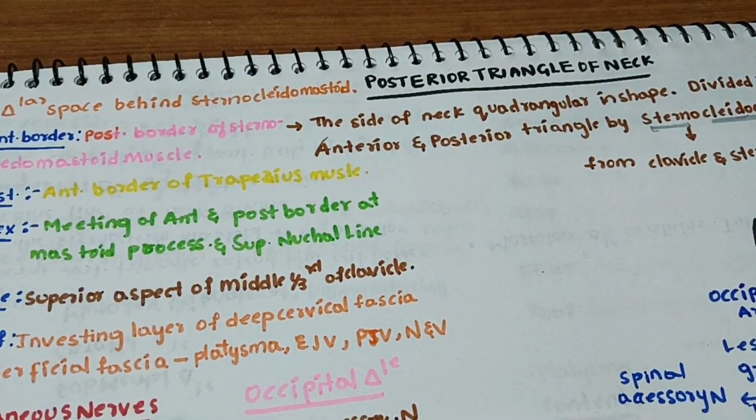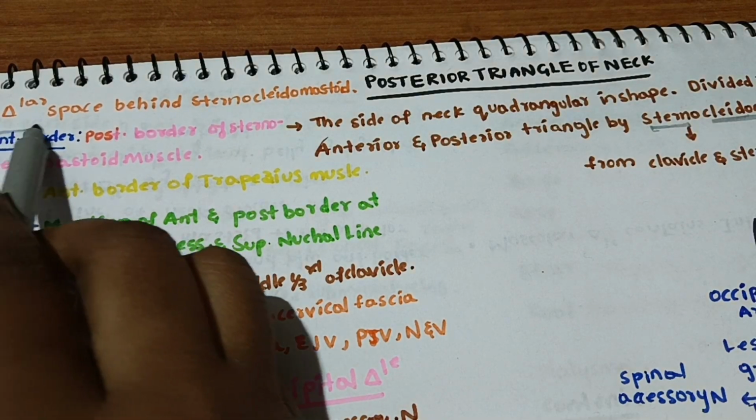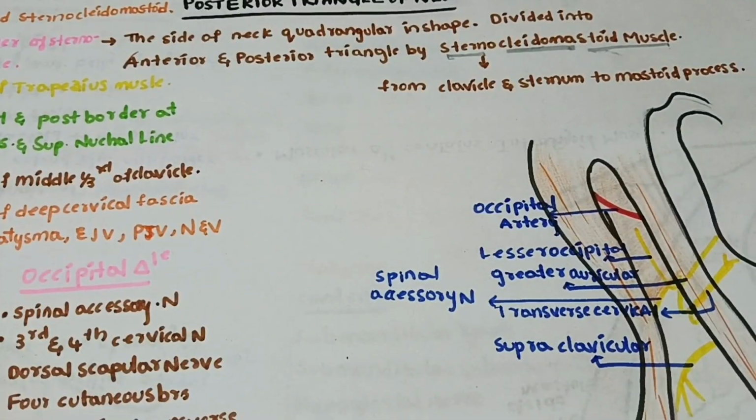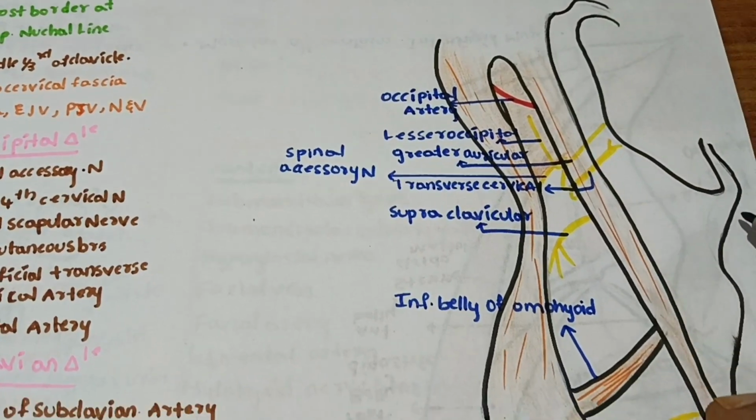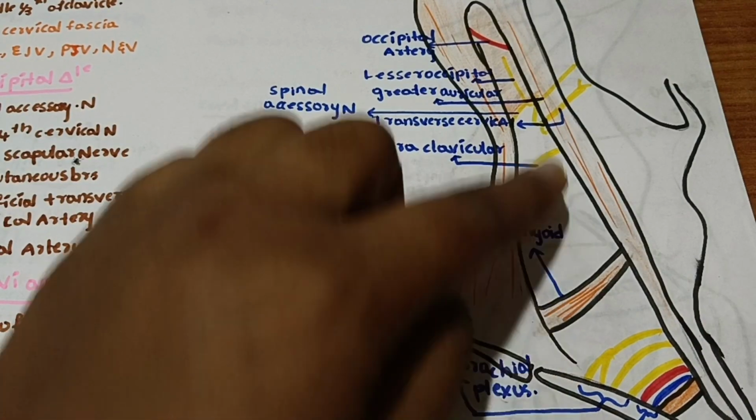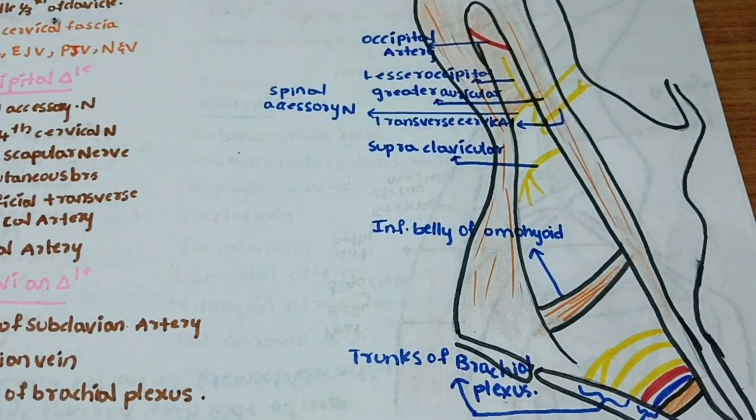Now, as I said, these are divided into triangles, so obviously it is a triangular space. It is a triangular space that is present behind the sternum. Let's discuss in the diagram. This is the sternum. This is the sternocleidomastoid that extends from the sternum and clavicle to the mastoid process. Here we will have the mastoid process. This muscle is going to end here. So the part behind the sternocleidomastoid and in front of the trapezius muscle, the space between the sternocleidomastoid and the trapezius muscle, is considered as the posterior triangle of the neck.